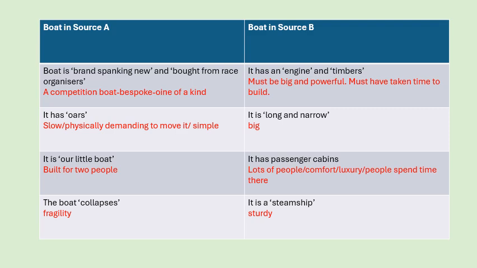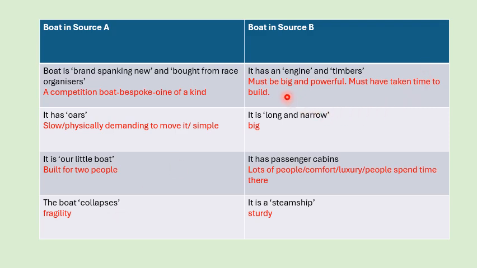Those are some of the things that I've found. You'll see my quotations are in black and I've put my quick inference in red. In A, for example, the boat's brand spanking new and it's bought from race organisers. That tells us that it's bespoke and one of a kind. It's got oars, so it'd be slow, physically demanding to move. We're told it's our little boat, it's built for 2 people, and we're also told that the boat collapses at the end in the waves, so we know that there's a fragility to it.